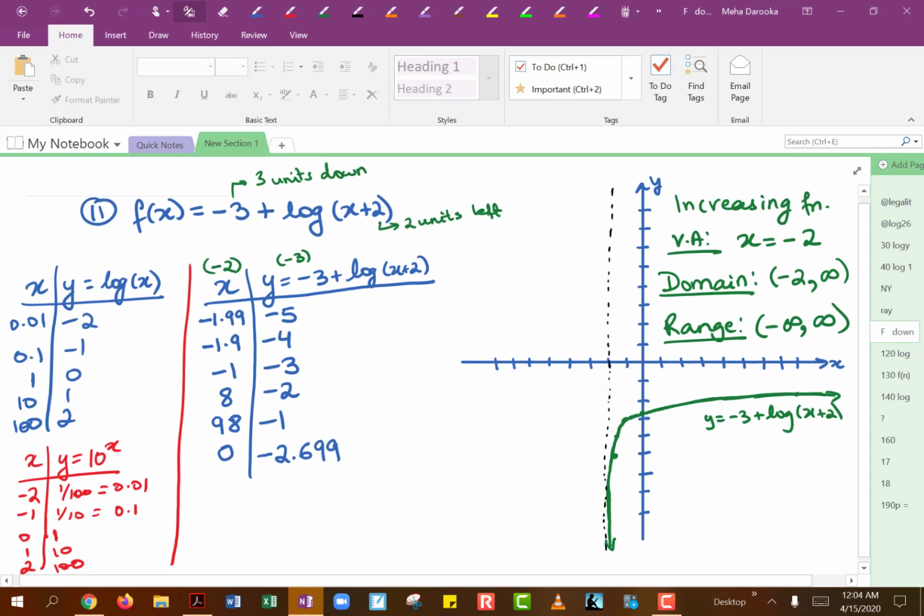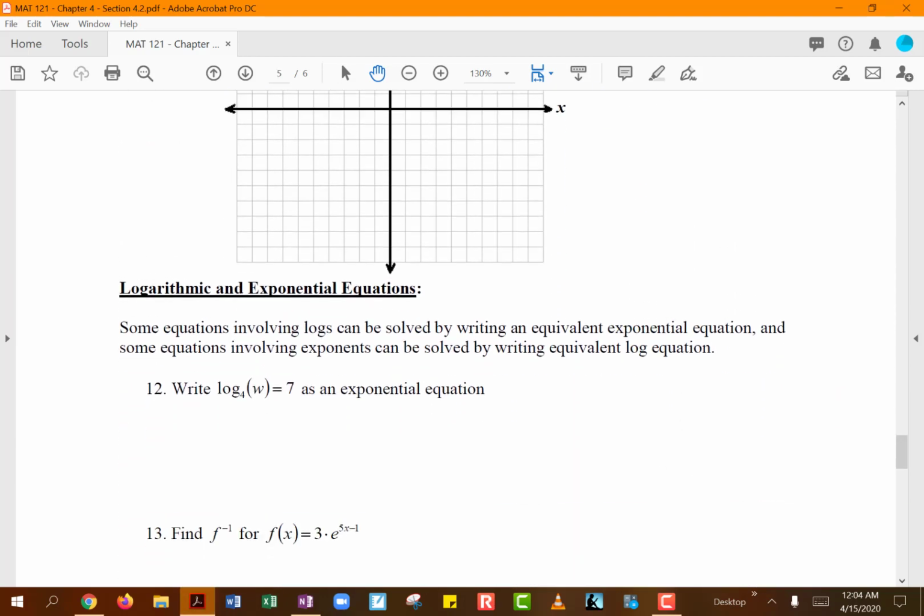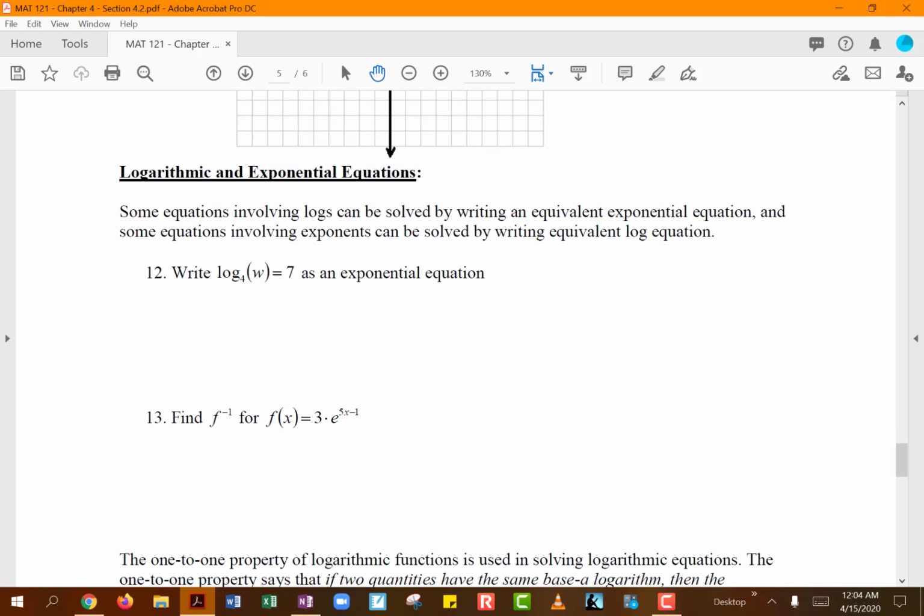Alrighty. Now let's talk about how we can use logarithms to solve exponential functions, or how we can use exponential functions to solve our logarithmic functions. So they are saying some equations involving logs can be solved by writing an equivalent exponential equation, and in that same way, some equations involving exponents can be solved by writing them as equivalent logarithmic equations. So let's take a look at number 12 over here.